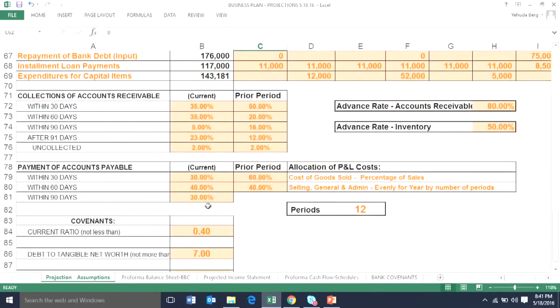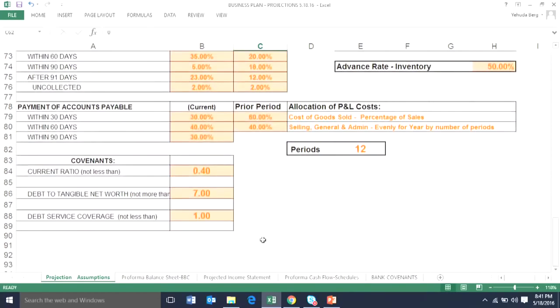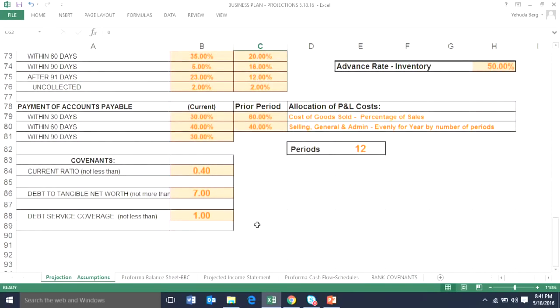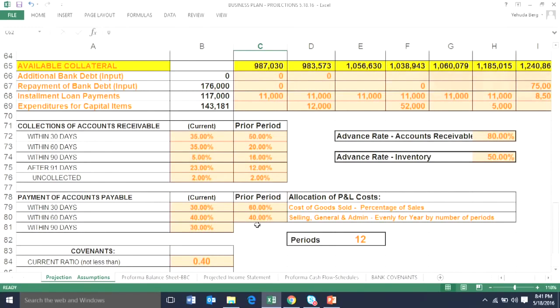And the same is with payables. I put in that 30% we're going to pay within 30 days, 40% we'll pay within 60 days, and within 90 days I'll pay 30%, which totals 100%. Obviously, we're not going to say that 2% we're not going to pay our vendors, because that doesn't exist. We're honest people. Then we have covenants that normally a bank gives you, which we shall skip.